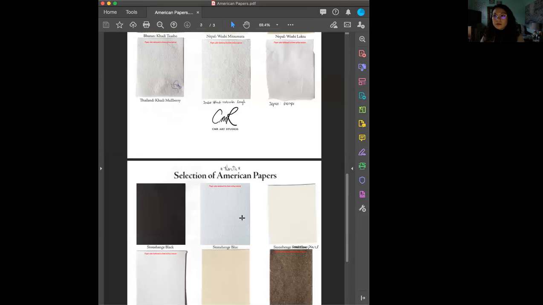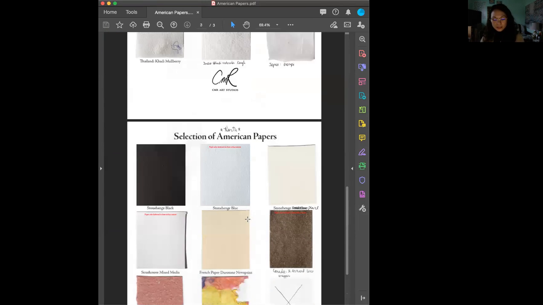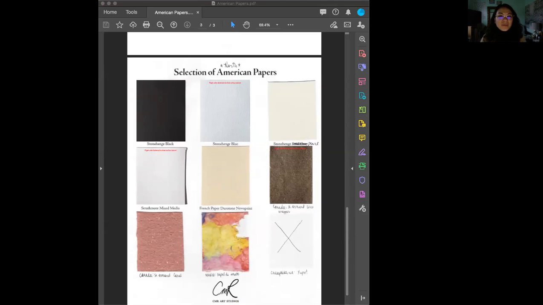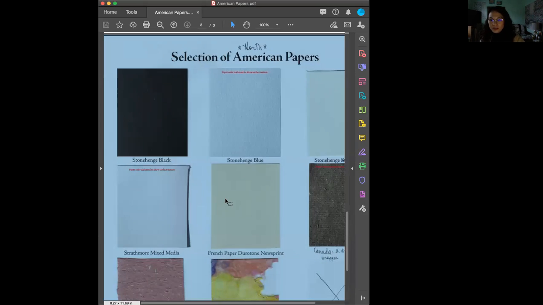Okay. So last but not least, we have North American papers. Stonehenge, which is these 3 sheets up here, is a really versatile paper. Just a really popular sheet among all the artists, and the Color Pencil Society has dubbed it its best paper ever. So I want to introduce you to a couple of mills on the continent.